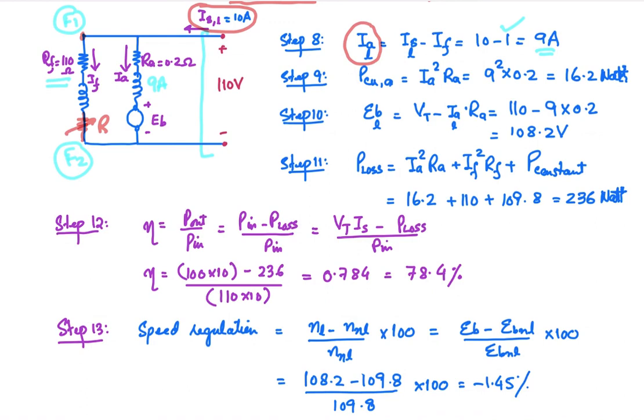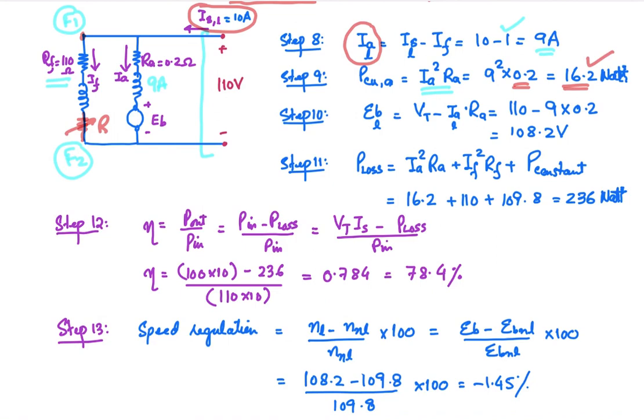Okay, so armature copper loss is going to change. No change in the field copper loss because IF squared RF is going to remain the same. But the armature current has changed, so armature copper loss is going to change. We need to recalculate it, and that is equal to IA squared into RA. So 9 squared into 0.2, so 16.2 watt is the power that is now being lost in the form of heat across the armature.